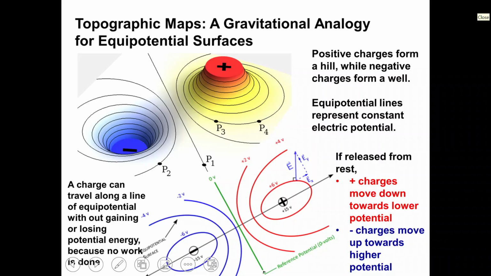If released from rest, positive charges move towards the lower potential freely. Negative charges move towards the positive charge freely, and they will follow the paths of the field lines. So if we got a field line coming up here, coming down here, that's the path. So if I release a positive charge here, it's going to follow this field line here.